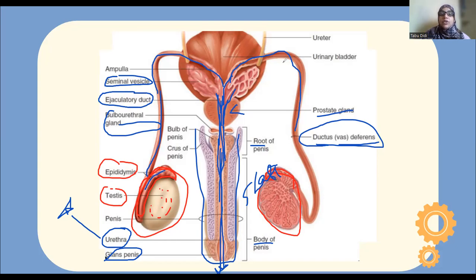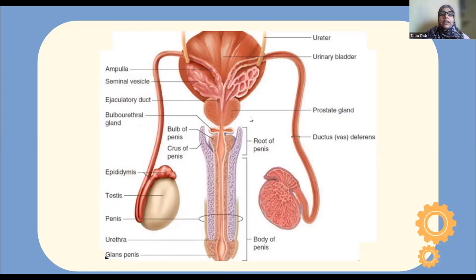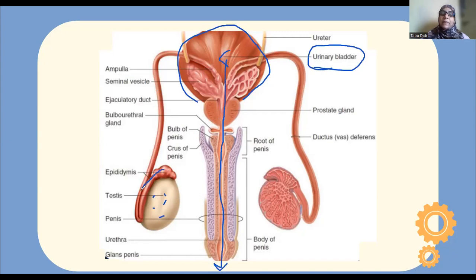Now, from where is the urine coming? Can you see the bladder over here? This big muscular bag-like structure is the male urinary bladder. It is the place where the urine is collected and then passed out through this. At the same time, the sperms produced in the testes are carried to the epididymis, taken up by the vasa deferentia, and then emptied into the same shaft, same duct.